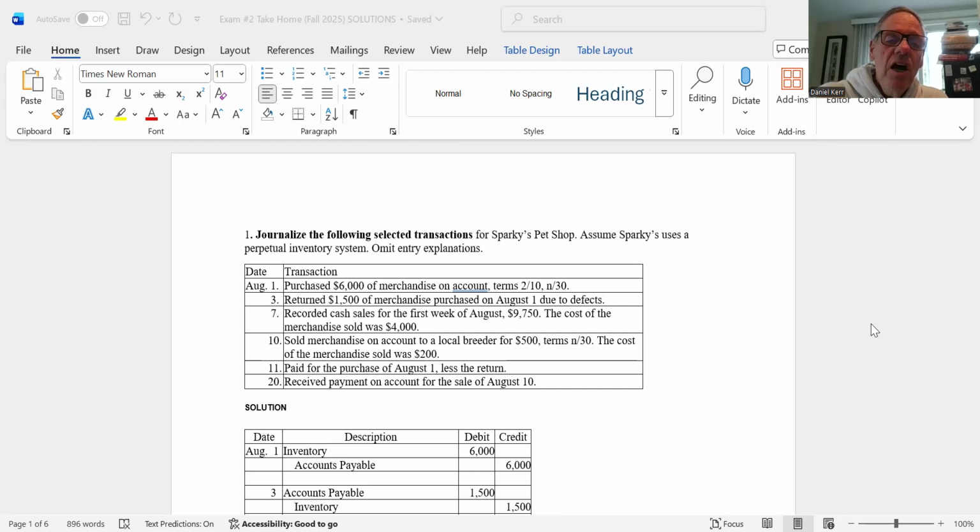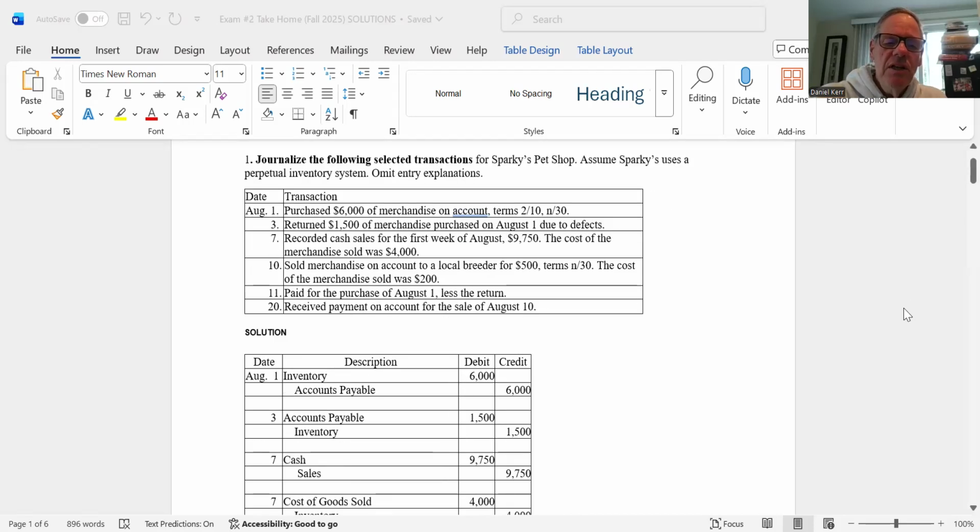And then on August 30th, made payment on account for the sale of August 10th. So you're going to record the receipt of cash from a customer on account. Okay, so with that background, here's the transactions.